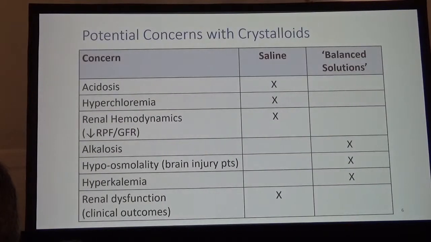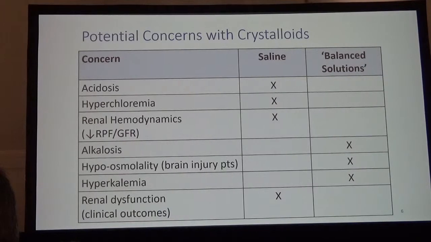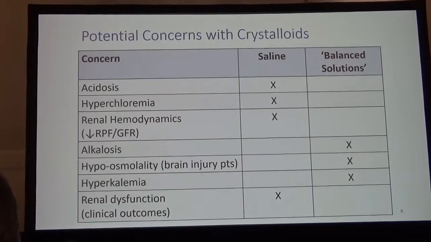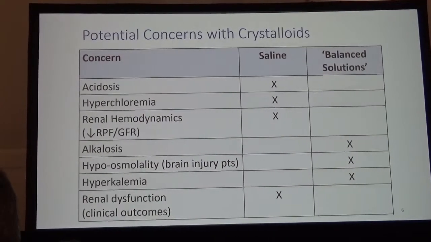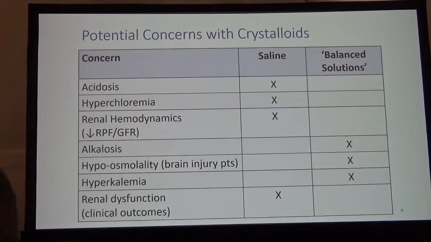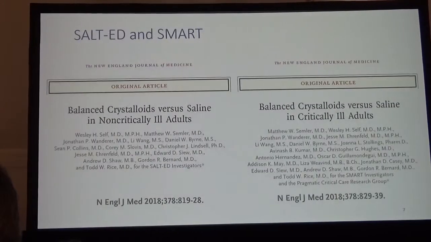So there's concerns with all of these crystalloids, actually. The saline, you get more concerns about hyperchloremia, metabolic acidosis, and perhaps decrease in renal perfusion, as was gone over earlier. But balanced solutions have potential concerns as well, including alkalosis, the low osmolality, which can become particularly important in brain-injured patients, and hyperkalemia. So we don't know exactly which solution is best for all patients.